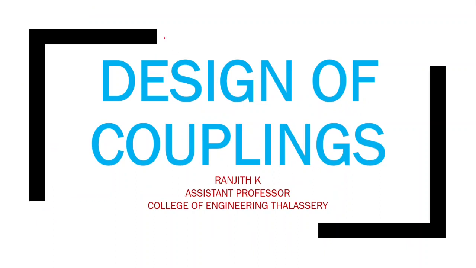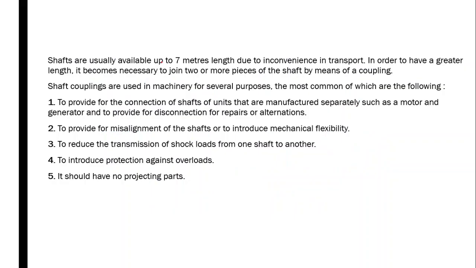Today we will look into the design of couplings. Actually, shafts are usually available up to 7 meters length. The couplings are used for connecting different shafts, or one or more shafts together.